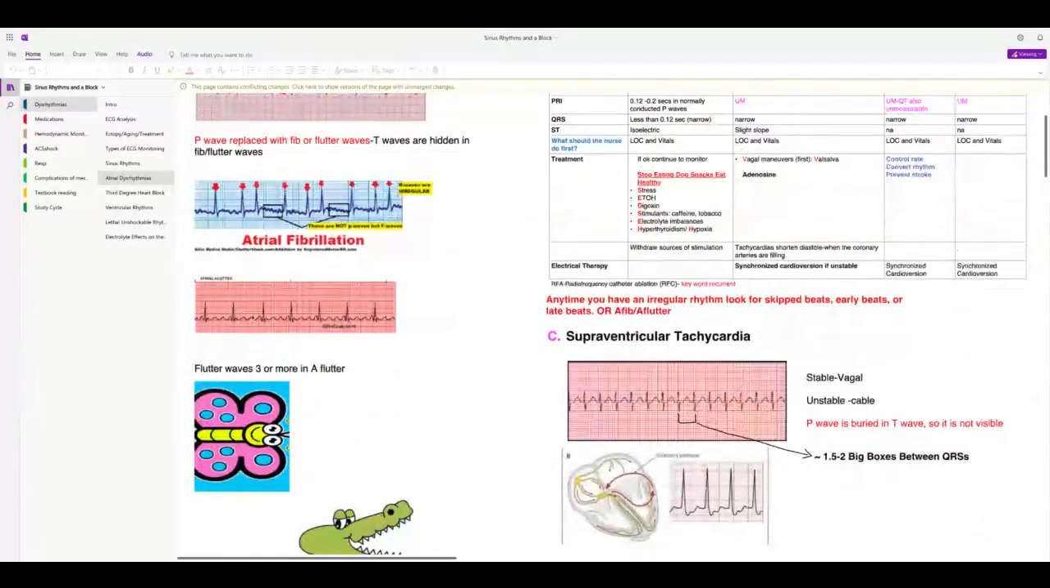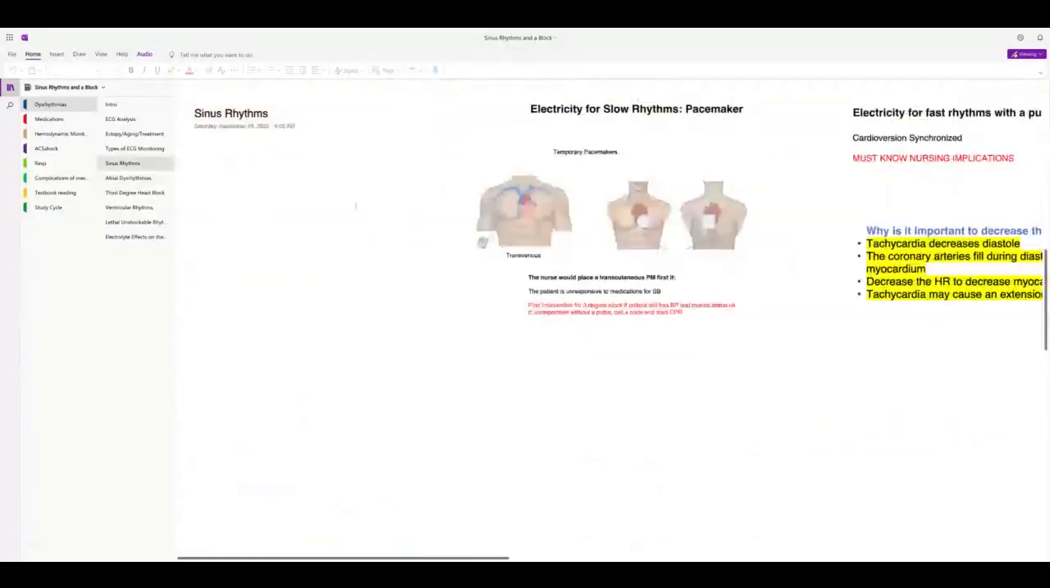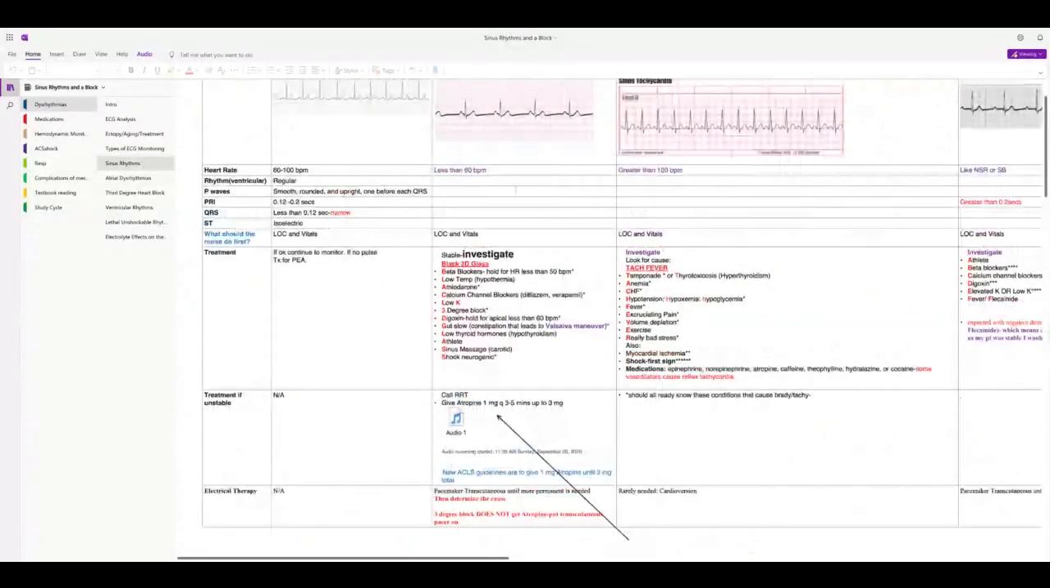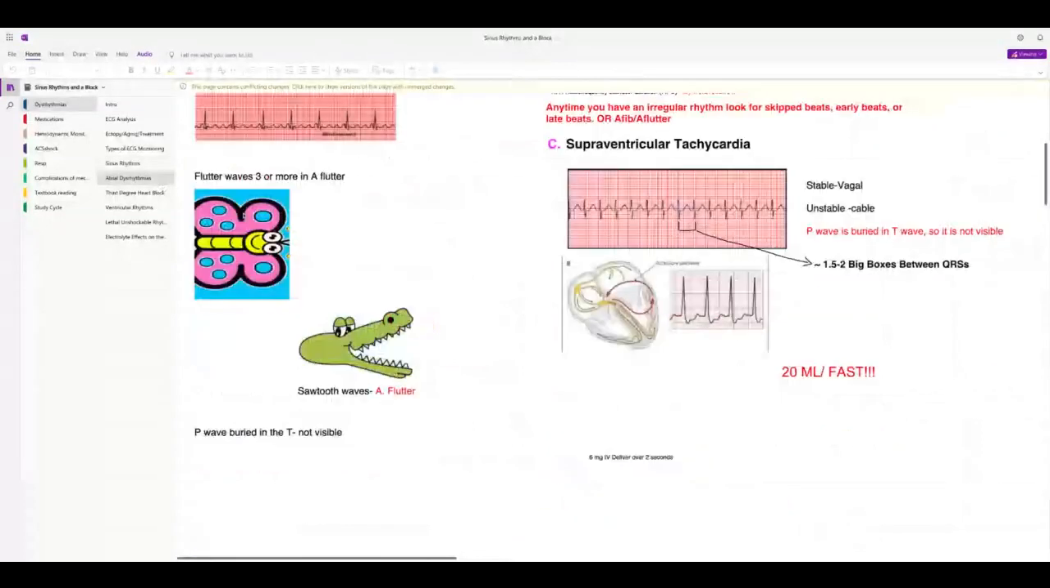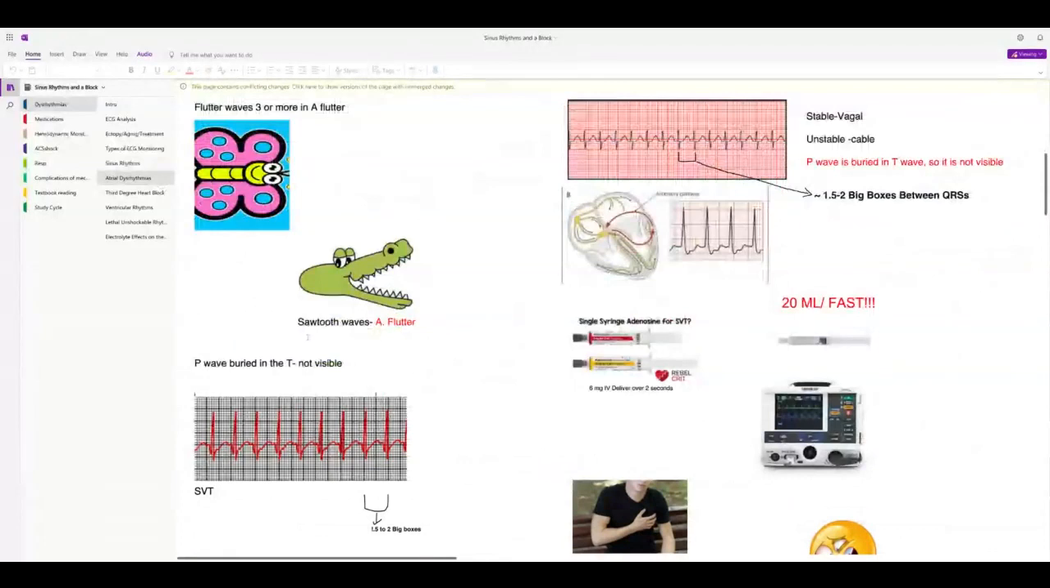Now, students get atrial flutter and sinus tach confused. If you look here, there are 3 even bumps, okay? I'm going to go back to sinus tach for a minute. I come back here, look, these are uneven bumps. My students used to call these double butt cheeks between the 2 QRSs, okay? So that's how you're going to tell the difference between sinus tach and a flutter. You'll have 3 or more flutter waves, and they're also described as sawtooth waves.